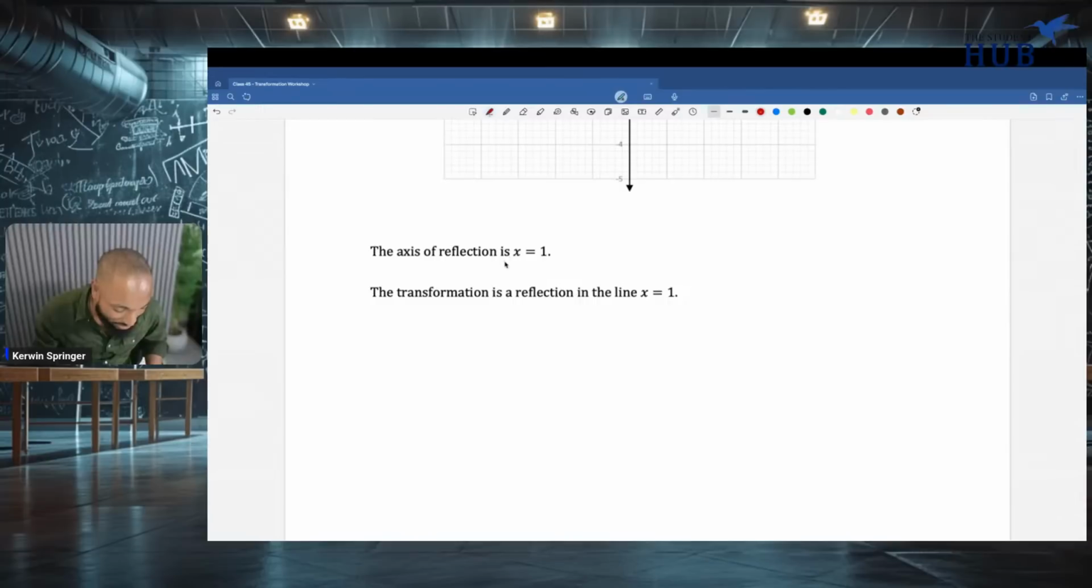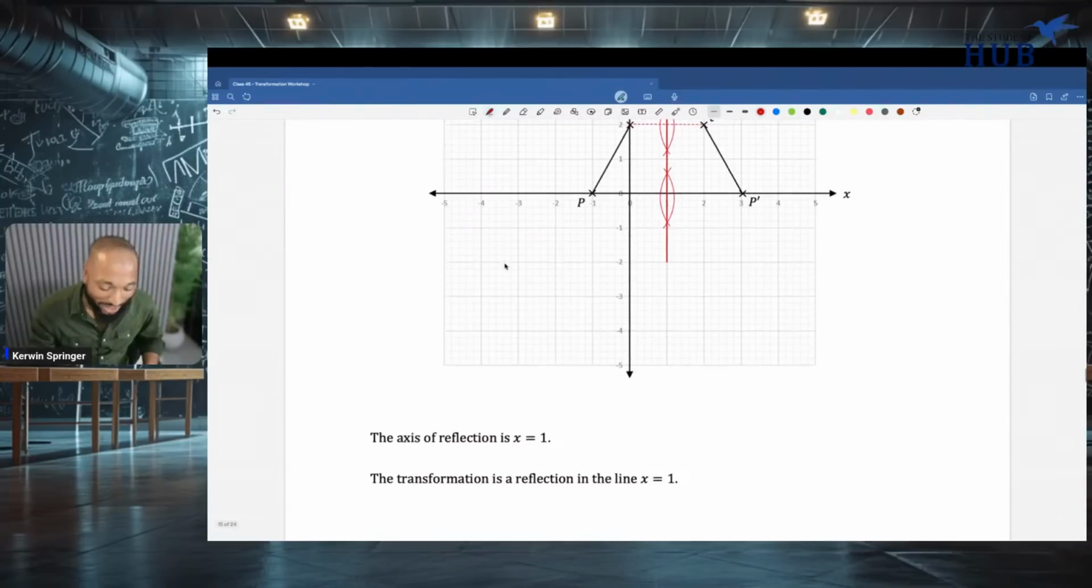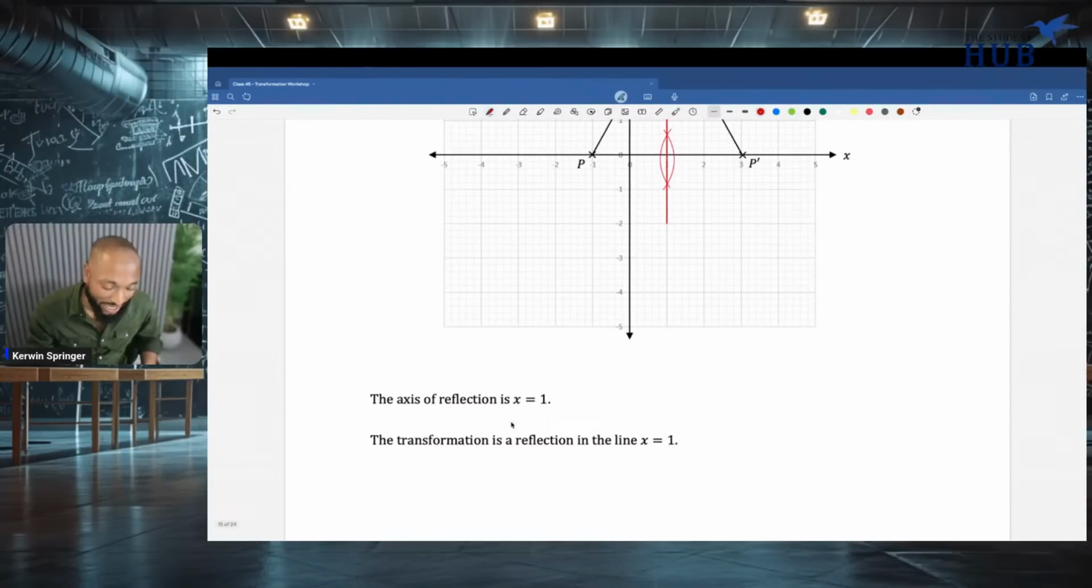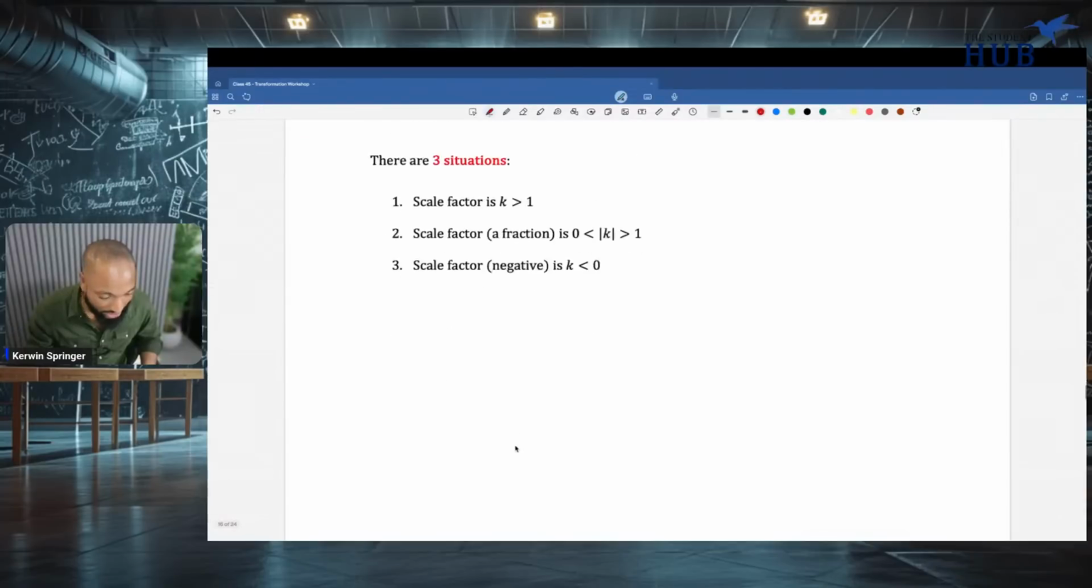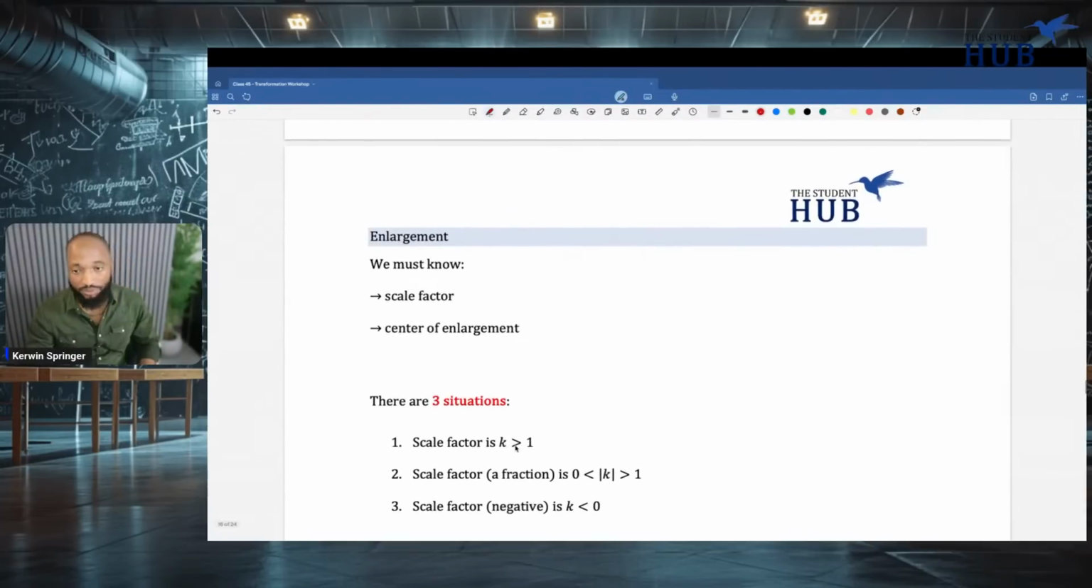So the axis of reflection, just kidding, buddy. Here, the axis of reflection is x is equal to 1, the transformation. All right, we did that already. So we're moving into enlargement.